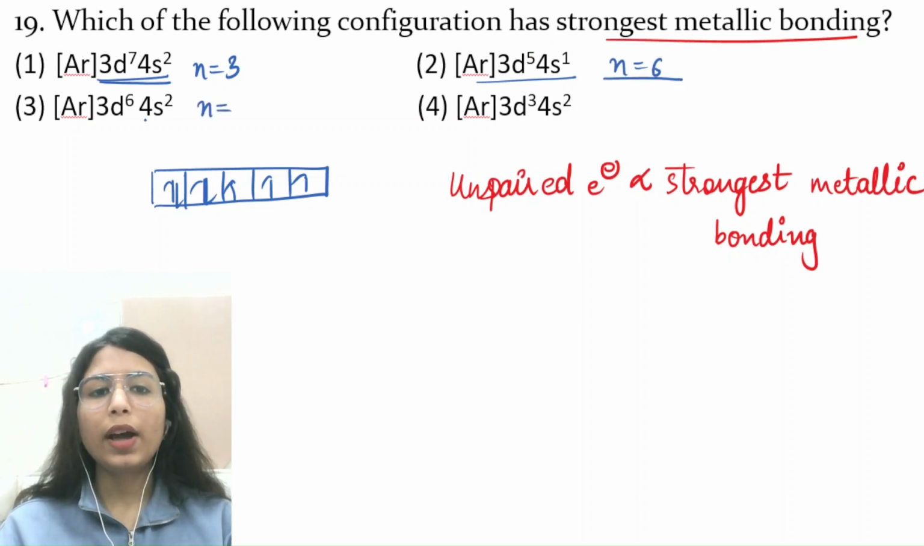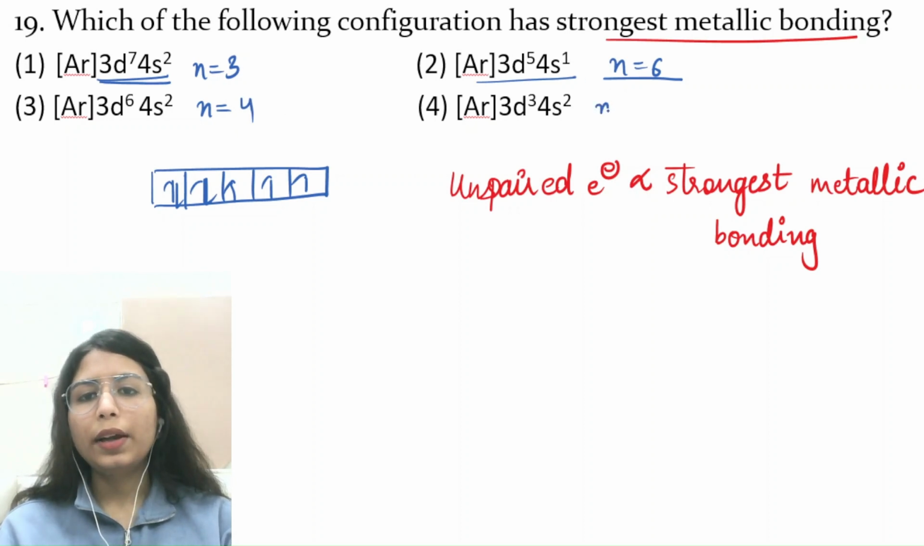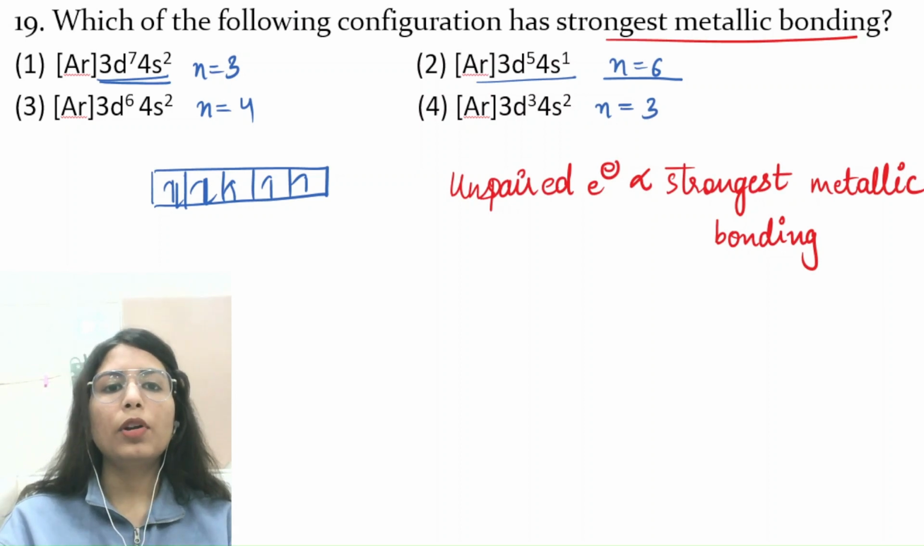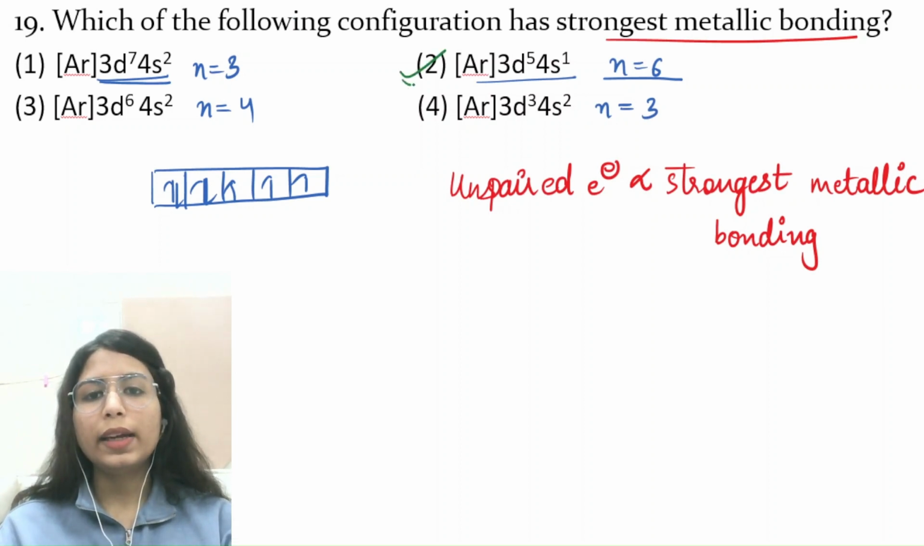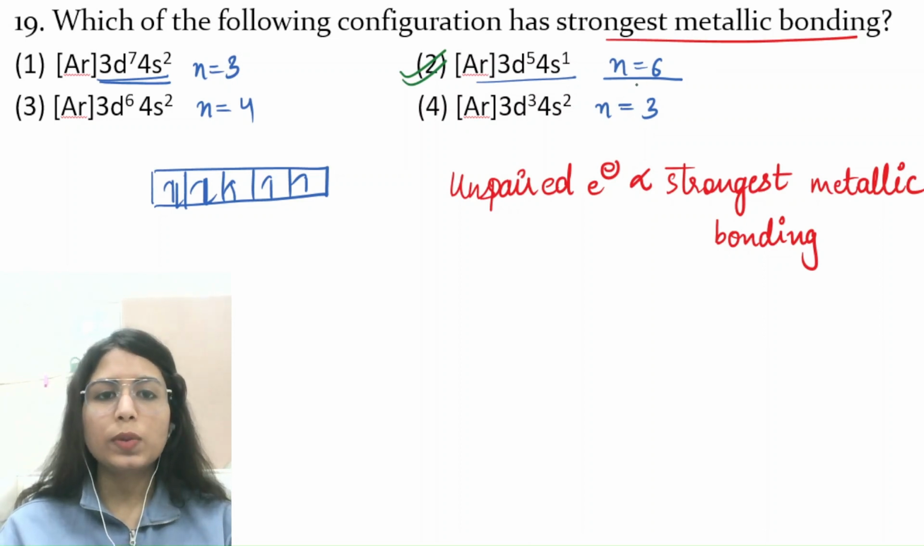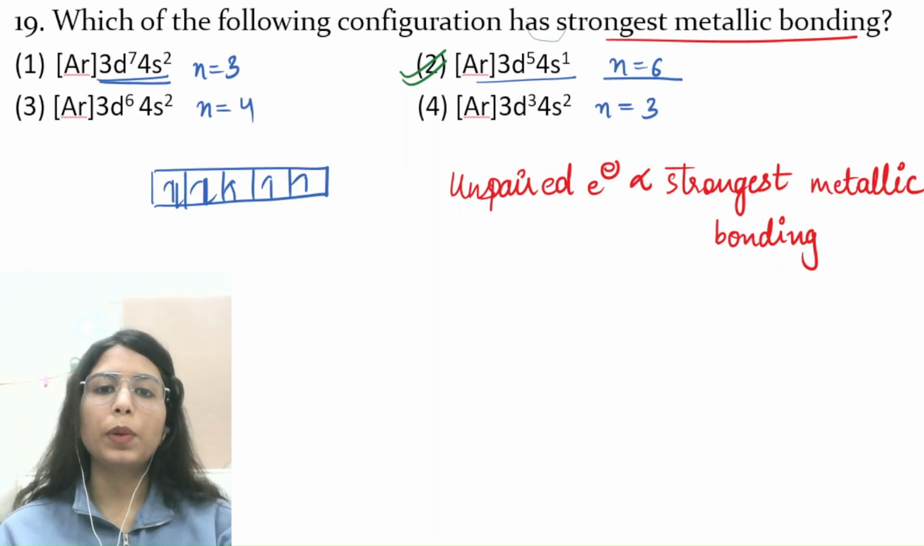Here we are having how many unpaired electrons? 3d6, 4 unpaired electrons, and here we are having 3 unpaired electrons. So the maximum number of unpaired electrons are present in the second case, which is argon 3d5 4s1, that is n equals 6, which is why the correct answer would be my second one. Okay, so let us now move on to our another question.